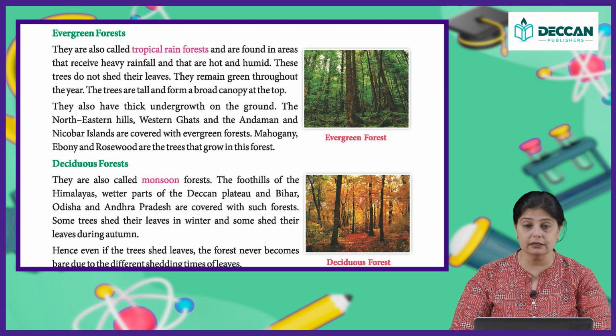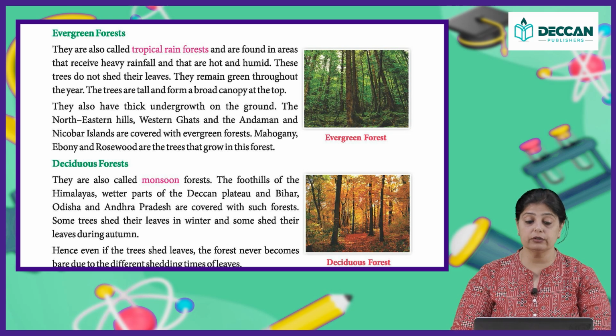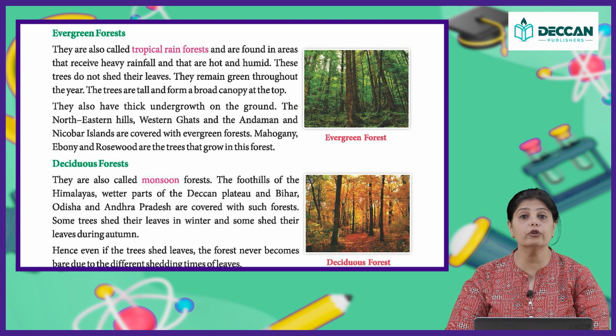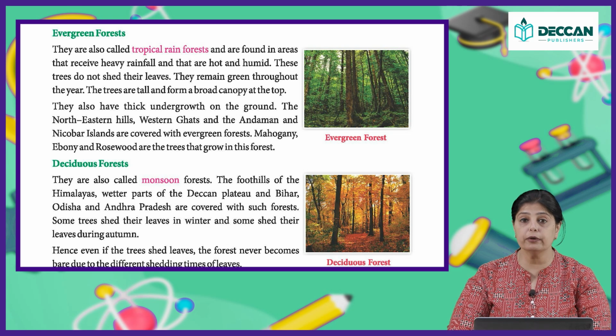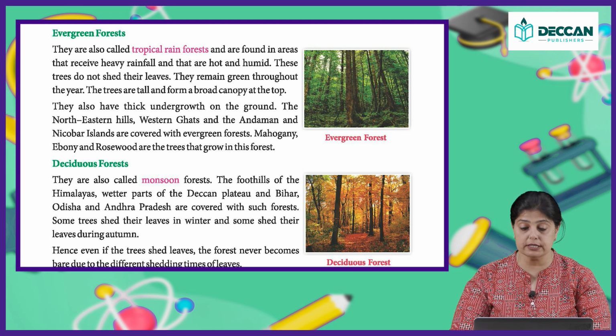The northeastern hills, Western Ghats and the Andaman and Nicobar Islands are covered with evergreen forests. Mahogany, ebony and rosewood are the trees that grow in this forest. Now, let us talk about deciduous forest. Deciduous forests are also known as the monsoon forest. The foothills of the Himalayas, the wetter parts of the Deccan Plateau and Bihar, Odisha and Andhra Pradesh are covered with such forest.